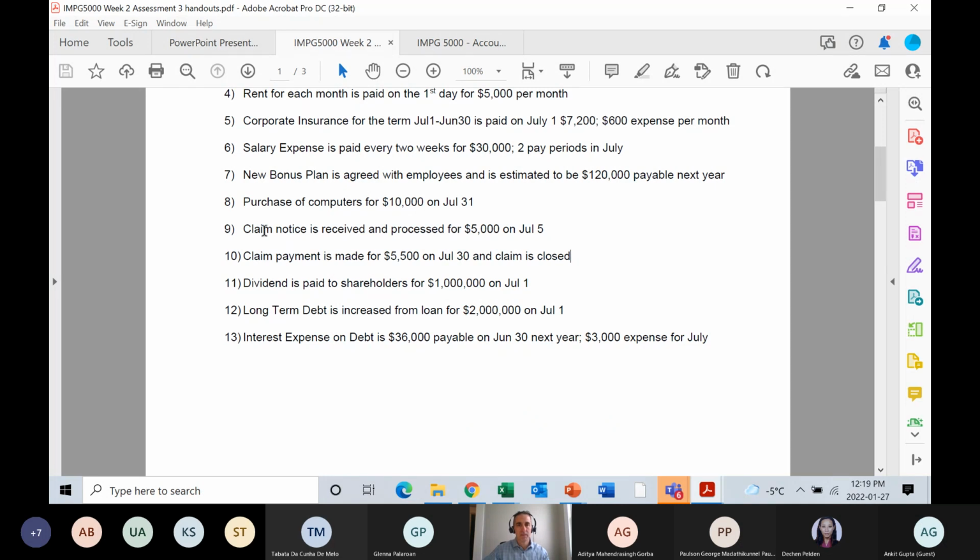So the claim notice is received. We increase the claim liability and record a claim expense. When we make the payment, we reduce cash. We record the claim expense, and then we close the claim, which means we reduce the liability and we reduce the claim expense. Okay, so those are the three transactions that always work together whenever there's a claim.